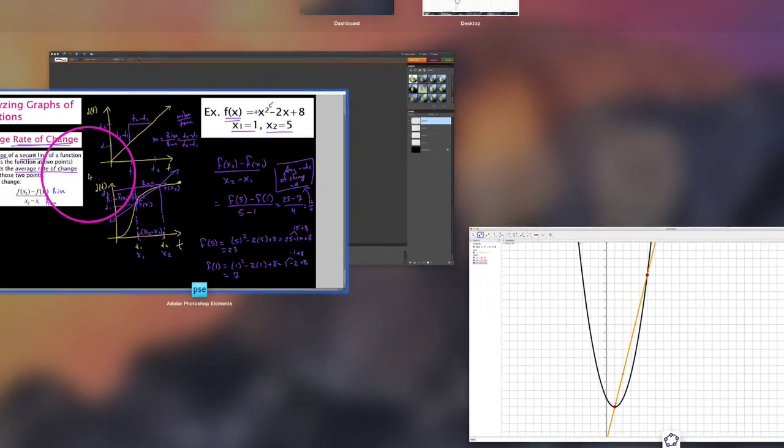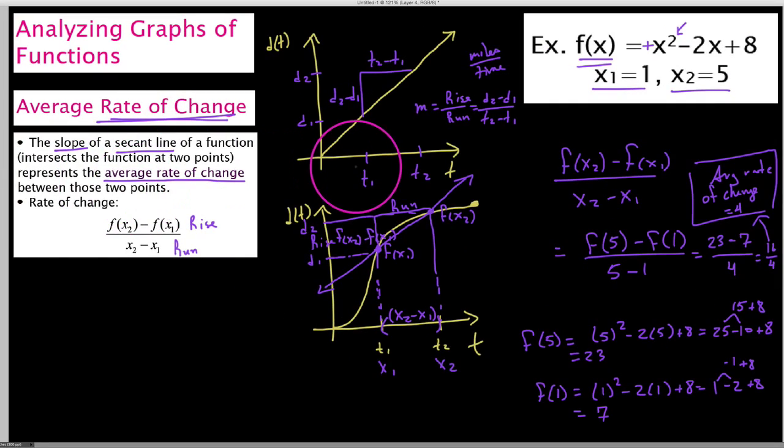So the average rate of change is no more than the slope of the secant line through 2 points, and it's very important that we know this formula here. Cheers.